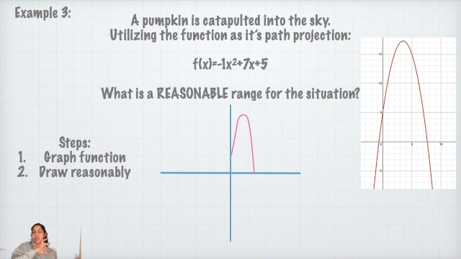So I just want everything to be in the positives because I'm not going back in time. I'm not going below the ground. Once it hits the ground, it's done. Like that pumpkin is smashed and it's just not going to go anywhere else. It may bounce, but for this scenario right now, we're just going to assume that it just stops.